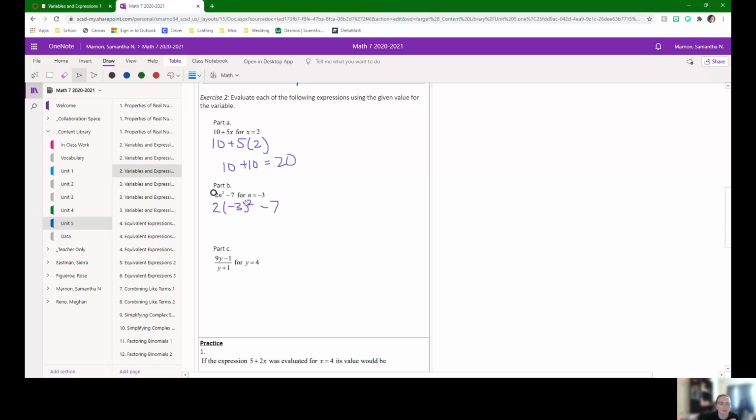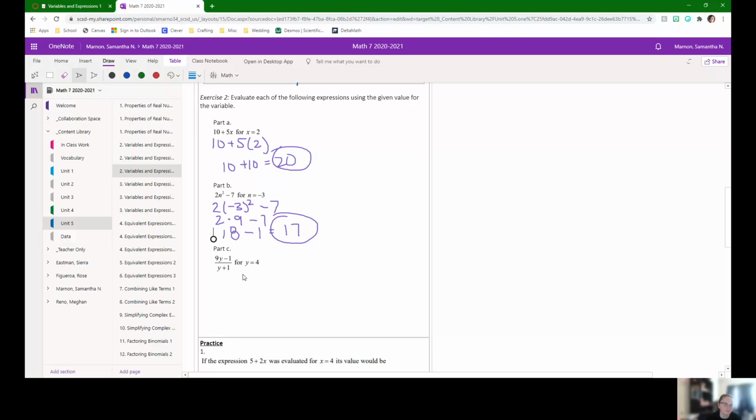So following order of operations, we need to do our exponents here first. So this is -3 squared. Squared just means multiply this number 2 times. So this is going to be 2 times -3 times -3, or -3 squared, is going to be a +9 minus 7. So now following order of operations still, we have multiplication and subtraction. We multiply first. So 2 times 9 is 18 minus 1. We're going to get 17 as our answer. So why don't you pause this video and try part C. It looks a little tricky, but I think you can do it.